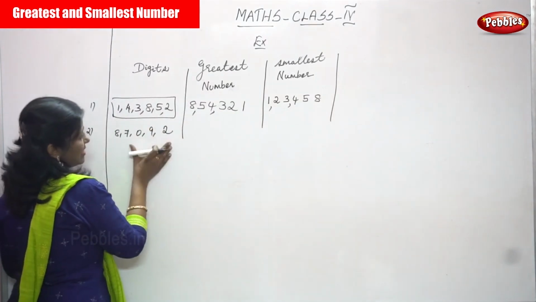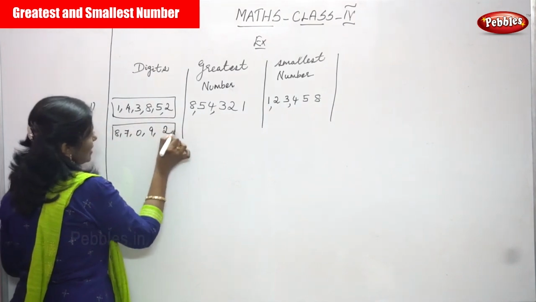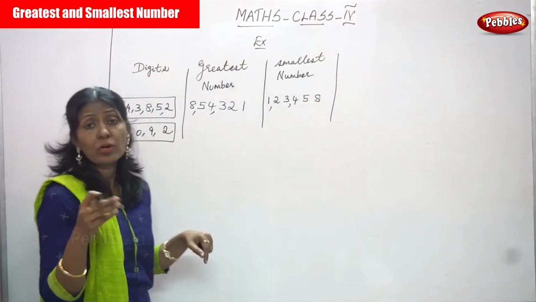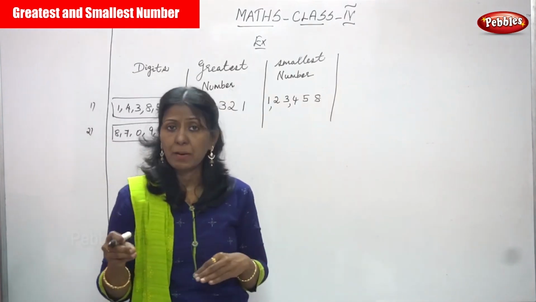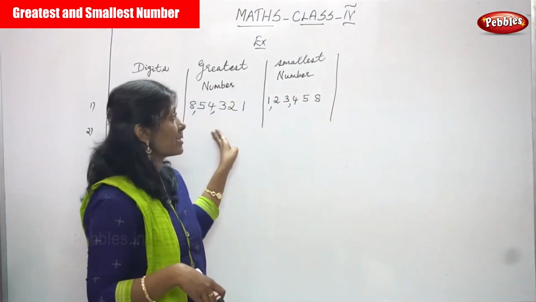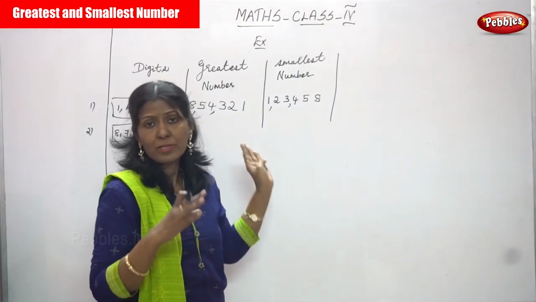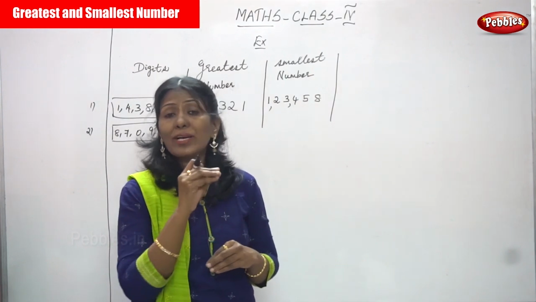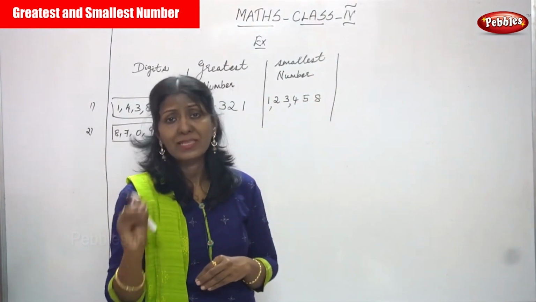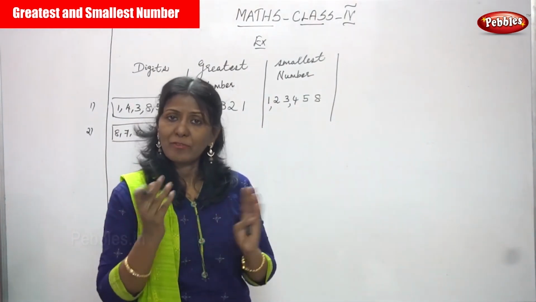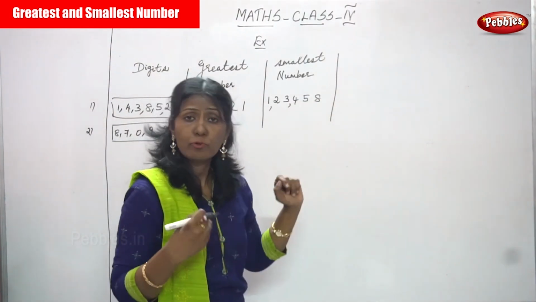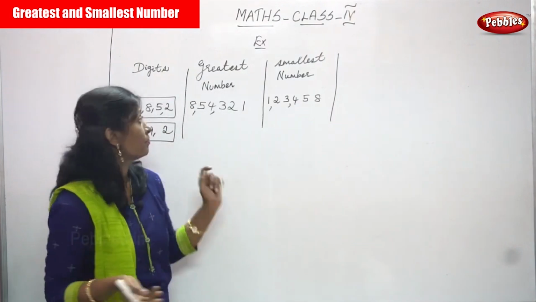8, 7, 0, 9, 2. This is the question given. The question is given in the box. We call these only individual numbers, and between the numbers we use commas. But while you form and write the greatest number, you should write only the numbers without commas. Then finally you have to use the comma like this. Suppose you have any confusion, better you do one thing: don't use commas.